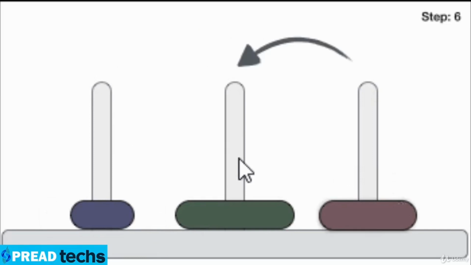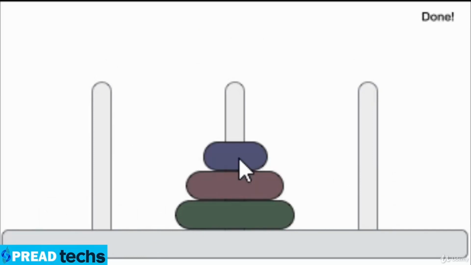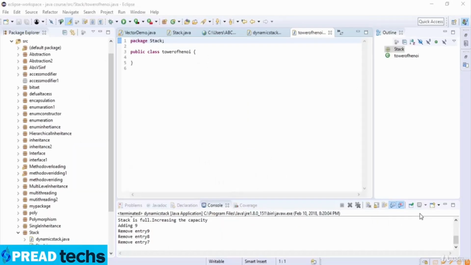Now let's see the programming example of the Tower of Hanoi, and we solve it by using the stack. I just create a class named TowerOfHanoi. Now here I write private static DynamicStack array, and then write tower.